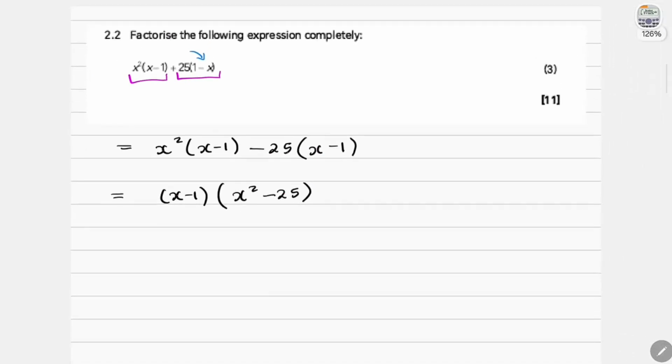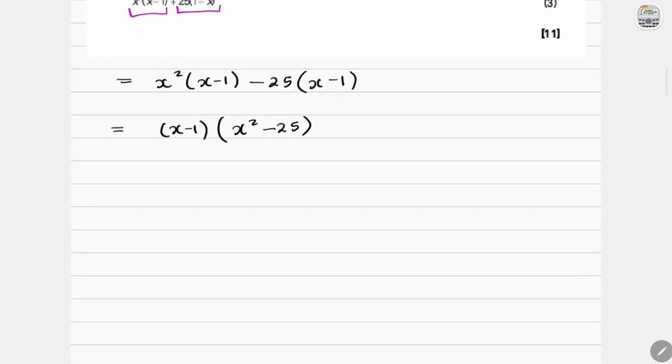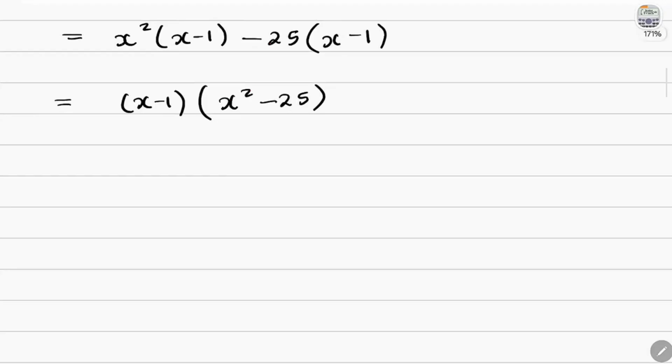Okay, so we're trying to factorize here. We have clearly factorized by taking out a common factor as a bracket really, okay, x minus 1. But now looking at this, has this been factorized fully? No, okay, because we can still factorize over here. Notice how this is x squared and that's 25. These are both square values, okay?